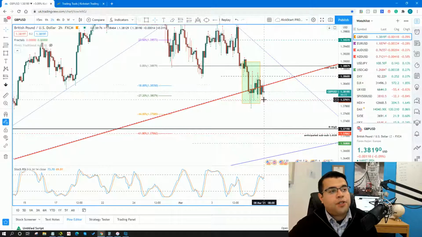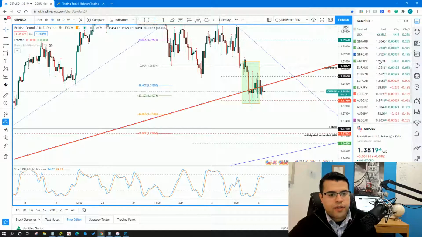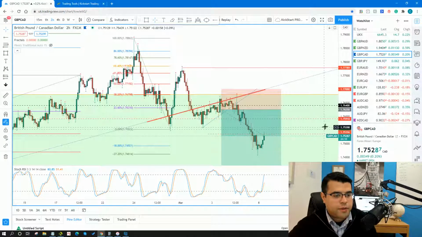The reason I'm doing that is because there's good potential in either direction here, though I am particularly biased toward the downside here because of that dollar strength and because of what we're seeing in terms of price action here.